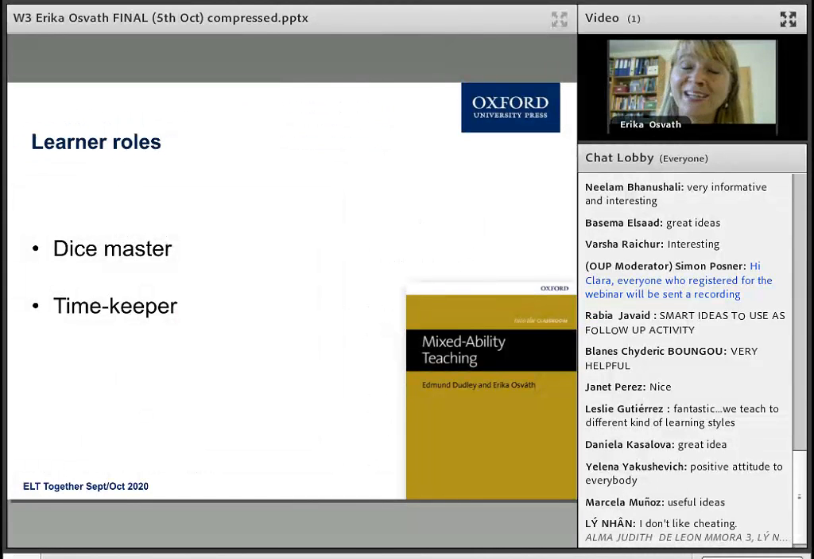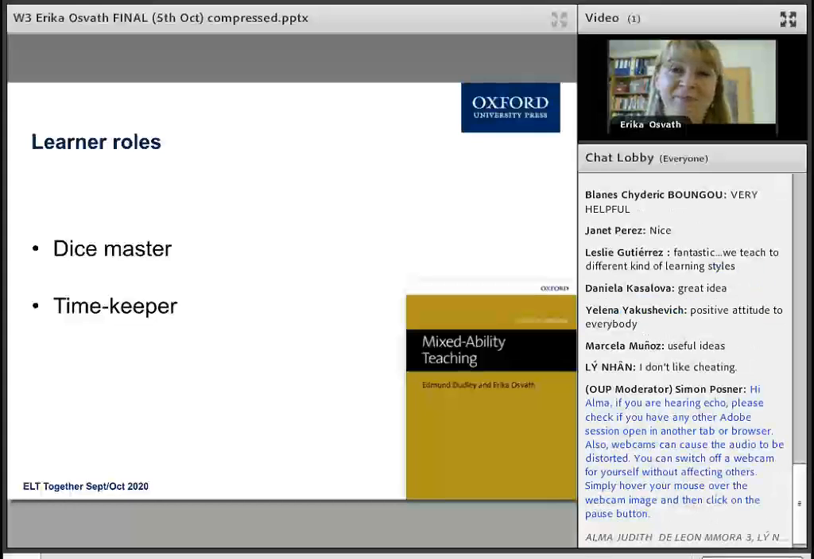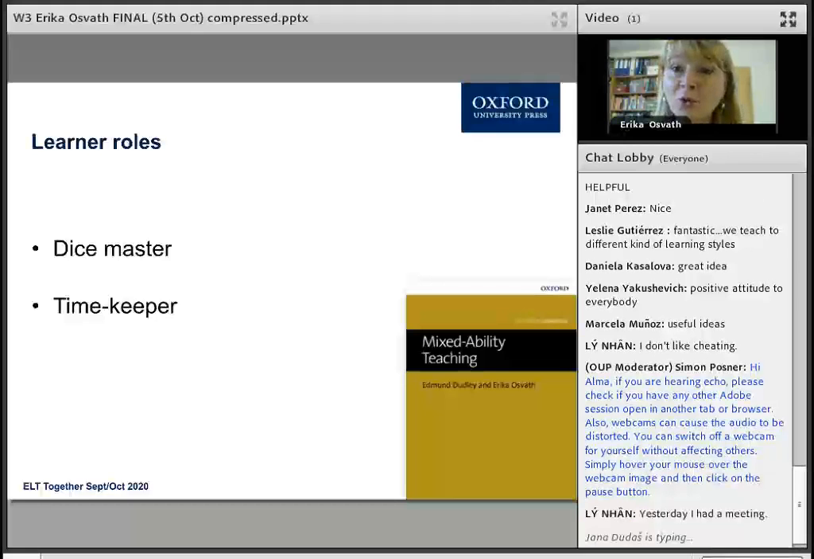Now, you can also give them different roles and responsibilities in the classroom, and these roles may not involve any language knowledge, but they would still have some kind of useful responsibility. So, for example, the dice master. You can use an online dice as well. There's lots of free online dice, but in the face-to-face classroom, give them a regular dice.